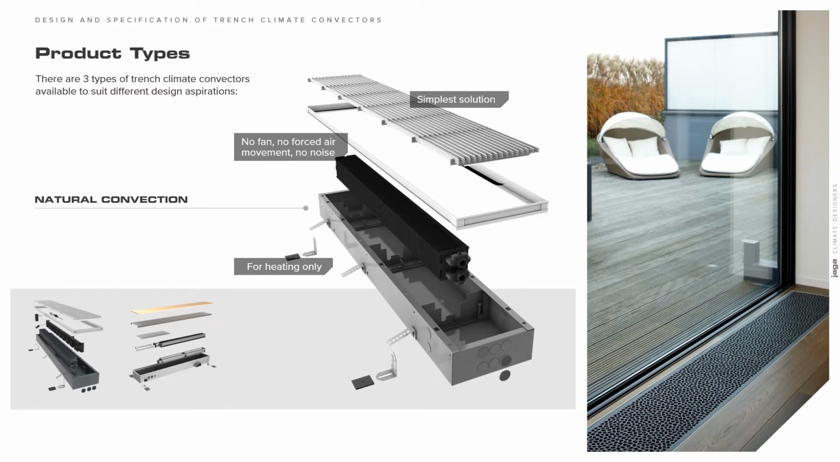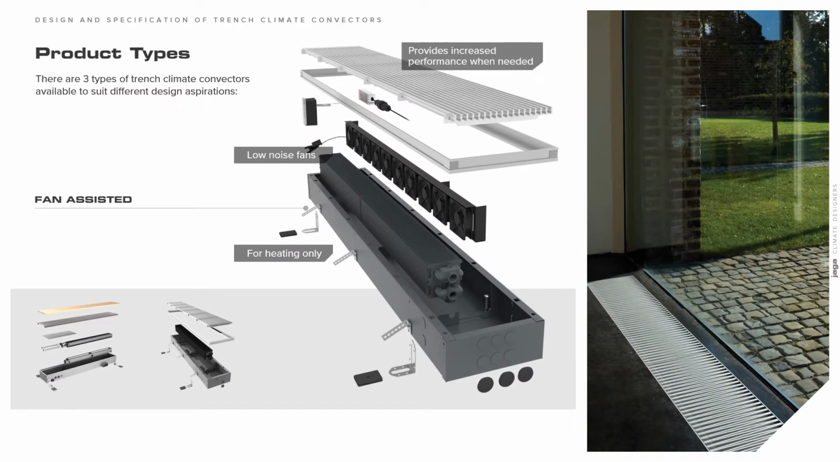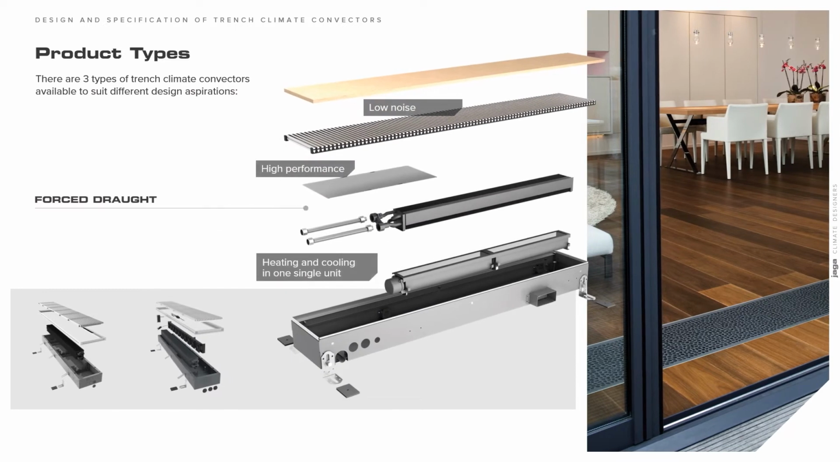An alternative for a heating-only application is fan-assisted convection. These units operate in the same way as their natural convection counterparts, but with the addition of low-noise fan units to provide increased performance when needed. The third type of trench climate convector is forced draft. Forced draft units deliver high performance, low noise, heating and cooling from one single unit. They can only operate with the fan running and are capable of providing thermal comfort in living and occupied spaces throughout the year.